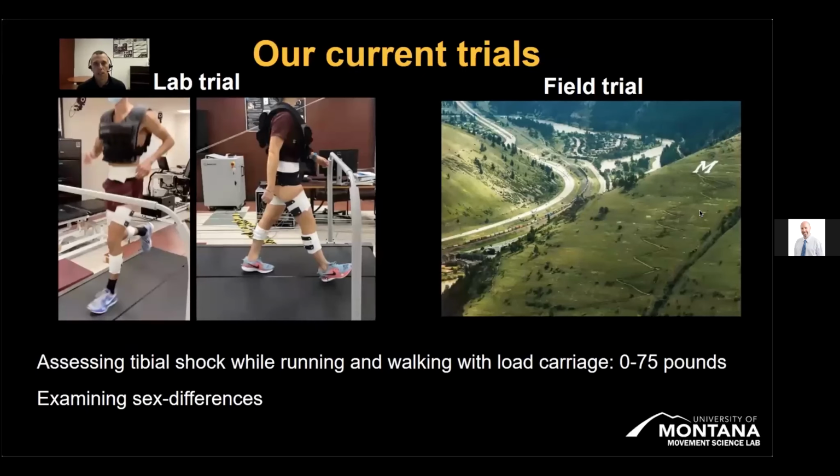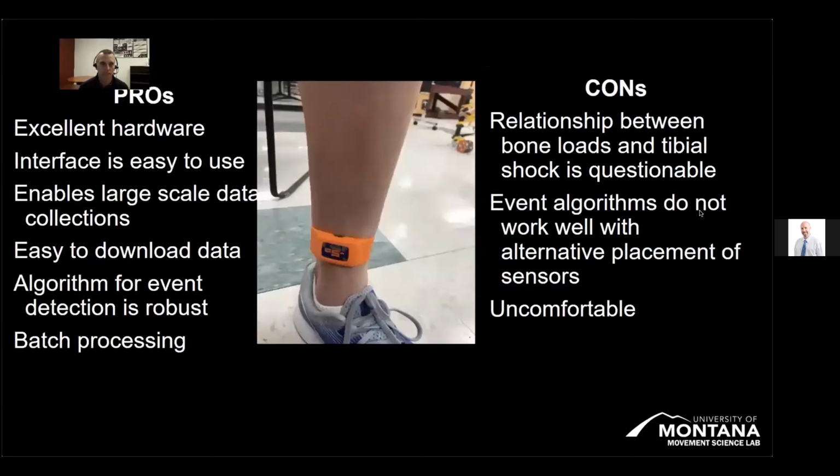We're currently using these devices during lab trials, and you can see our people are wearing weight vests. We're validating the devices now, and we're having people walk and run with load carriage up to 75 pounds. We're looking at differences between males and females. We're also doing a field trial, and that's where these devices come in really handy because we can collect a lot of data at the same time. We have people walk up this mountain behind our campus and then walk right back down while they're carrying some pretty heavy load carriage. We find the devices work really quite well in the field.